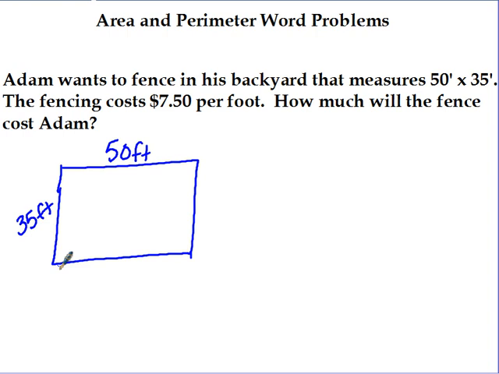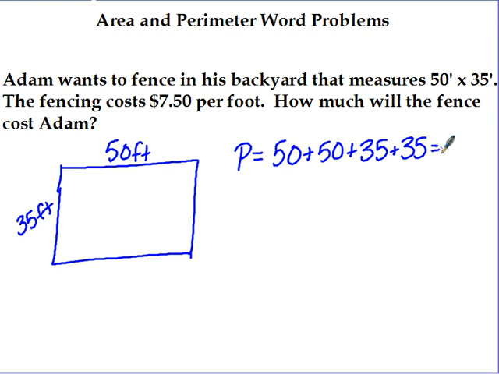Okay, but he wants to fence in his backyard. The fencing costs $7.50 per foot. How much will the fence cost? So first we have to think, well, if we're doing a fence, then that means it's going to go around the outside. So that means we should find the perimeter. So the perimeter is going to be 50 plus 50 plus 35 plus 35, because perimeter is just the outside edge. So when I add all that up, I get 170 feet.